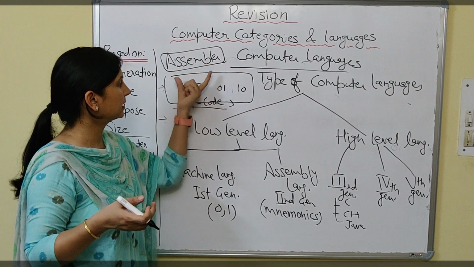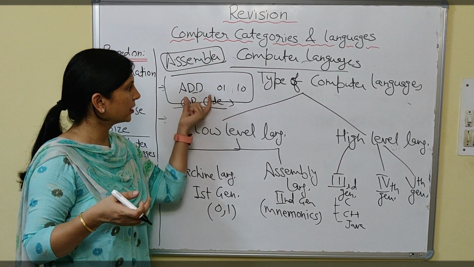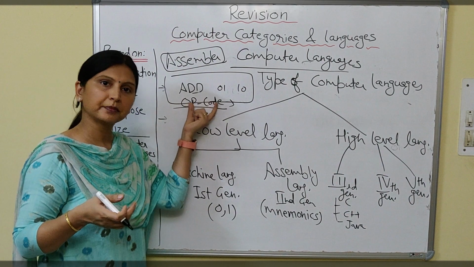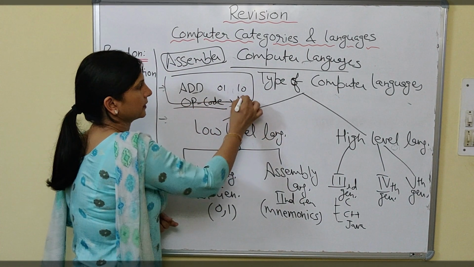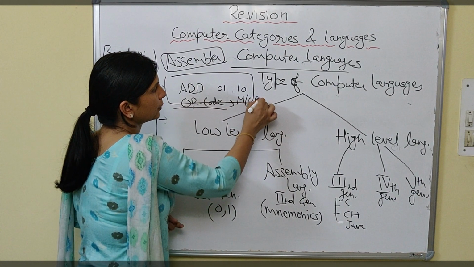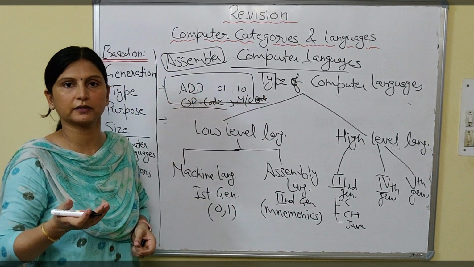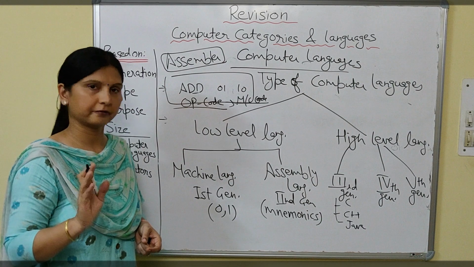First the mnemonics will be converted into opcodes and then assembler converts opcodes into machine code. I hope it is clear, because computer understands only machine code. We need to convert ultimately into machine code. Fine.